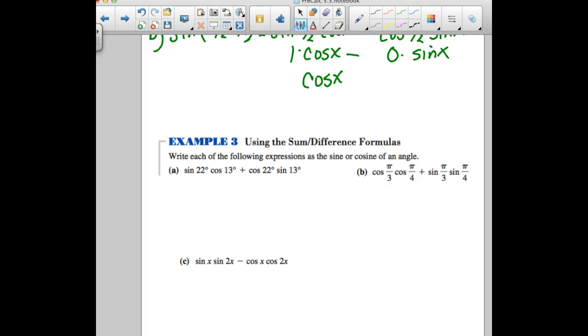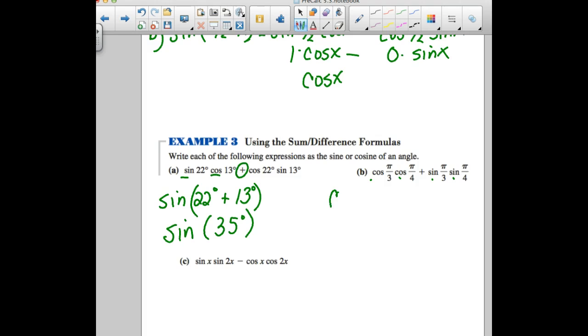All right, for example 3. It says write each of the following expressions as the sine or cosine of an angle. So now I'm giving you the broken apart version, and I'm asking you to come up with what was the original question. All right, so it is a sine times cosine plus cosine times sine. When you have one of each, that is a sine formula. Okay, and because it's a plus here, we know we're adding here. The signs do not change for sines. And we are simply adding the two angles. So we have a 22-degree angle and a 13-degree angle, which means we're really just saying, what is the sine of 35 degrees?